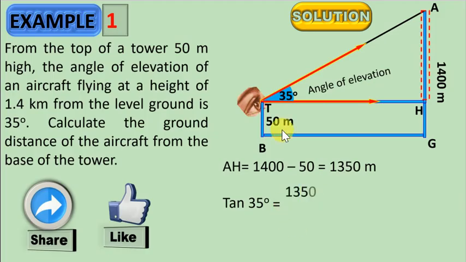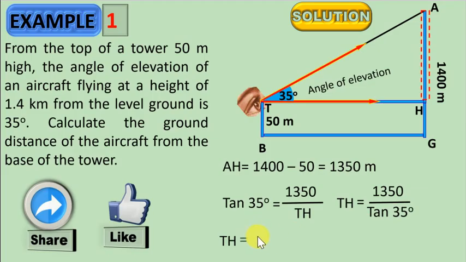So we have tan 35 will give me the height over the ground distance, which is TH. So now the TH is not known, and that's what we are trying to find. So now we make TH the subject. Of course, you know how to make what we are looking for the subject of the formula: cross multiply and then divide. The TH will give me 1,350 divided by tan 35 degrees. So having done this, we now go further to calculate TH.